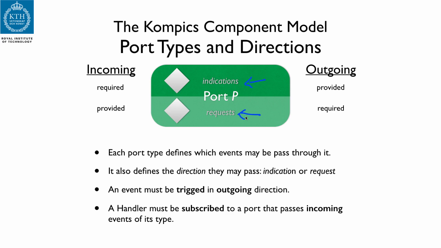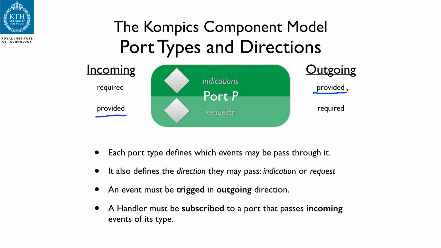You need to put a port on a component first so you can judge whether or not events will be incoming or outgoing. Let's say port P is in required position on a component. Then its indications will be incoming events, and its requests will be outgoing events. And conversely, if we have a port P in provided location on a component, right, that's on top in our model, then its requests will be incoming events, and its indications will be outgoing events.